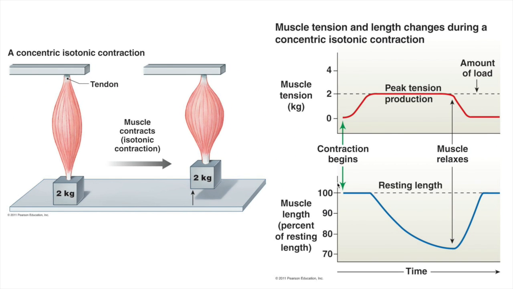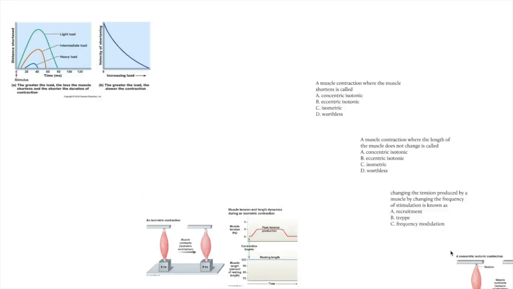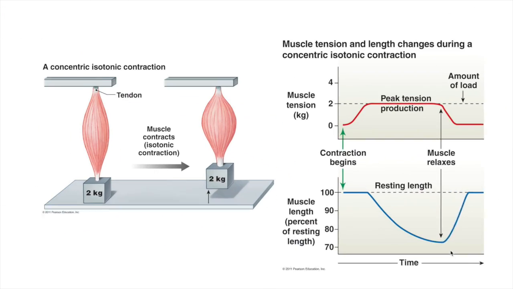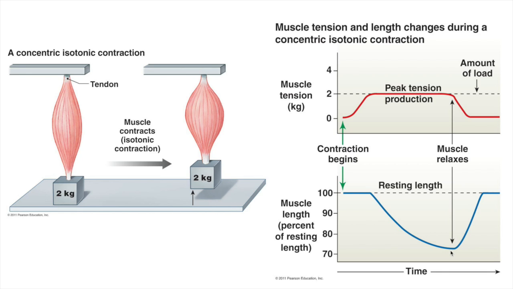Then when force is generated and the length of the muscle changes, that's an isotonic contraction. So we produce tension and the muscle shortens. That's an isotonic. And this right here is a concentric isotonic contraction. This is the most common type. The muscle shortens. And then in an eccentric isotonic, the muscle would lengthen.